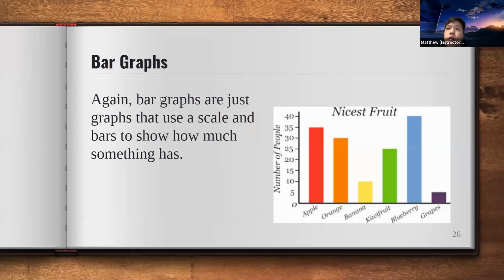So, what about bar graphs? Bar graphs just use a scale to show how much something has. For example, apple, it reaches 35. Orange is at 30. Bananas at 10. Kiwi fruit has 25. Blueberries has 40. So grapes is down here at this part. So how much does grape have? Is it 5, 10, 15, 20, 25, 30, 35, 40? No. The answer is 5 because it's all the way down at 5.